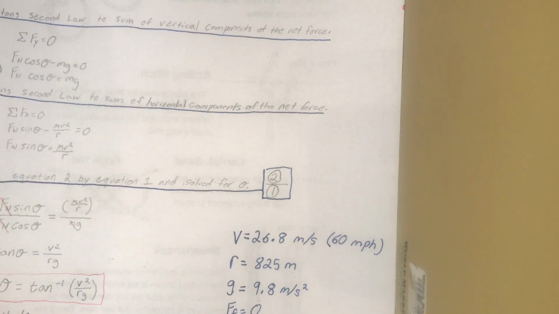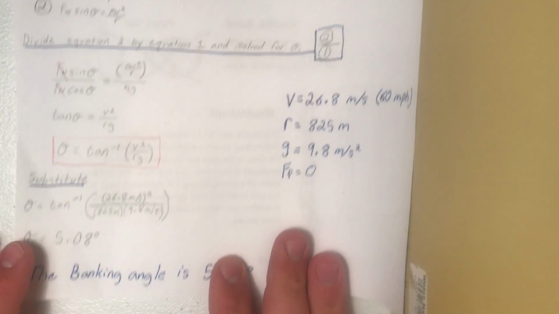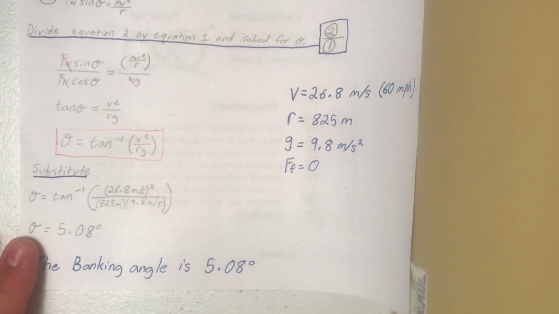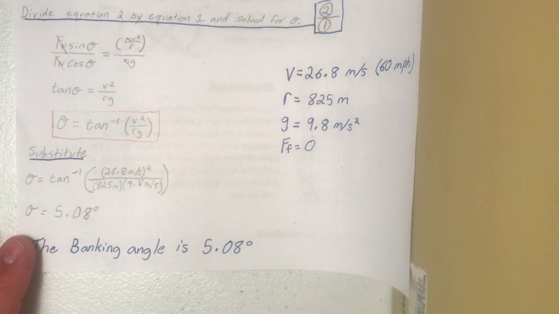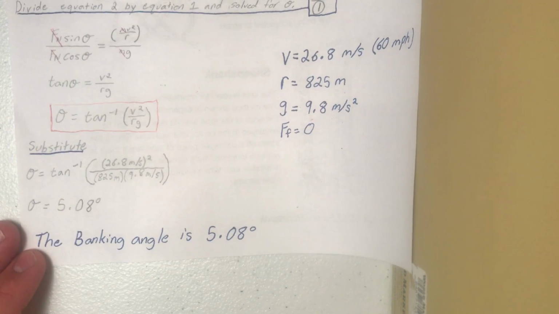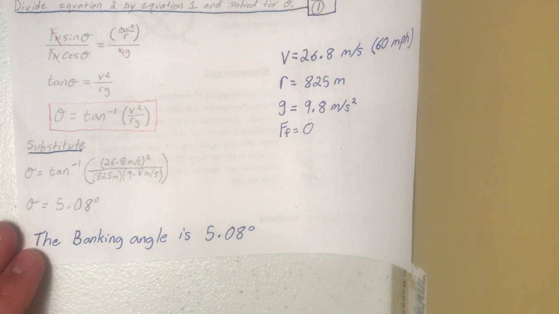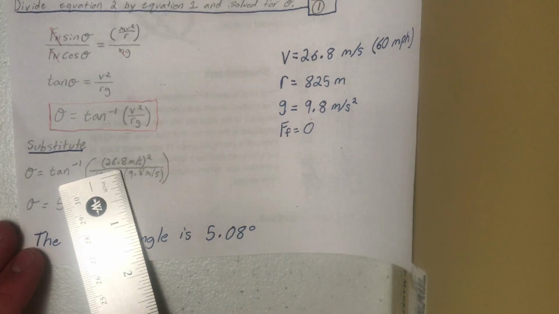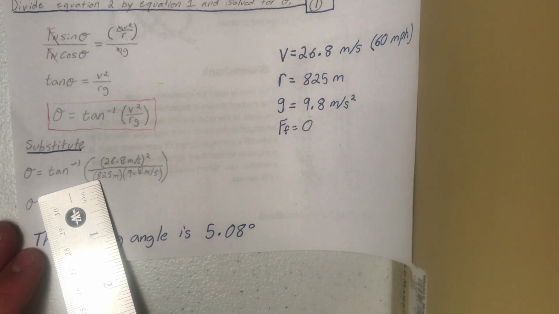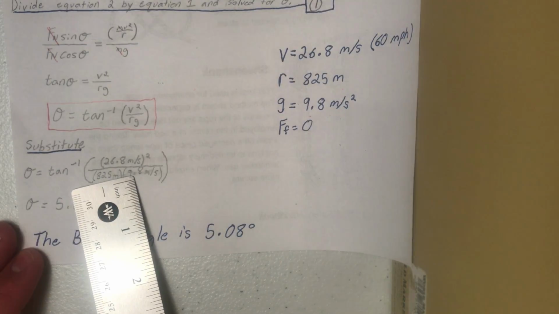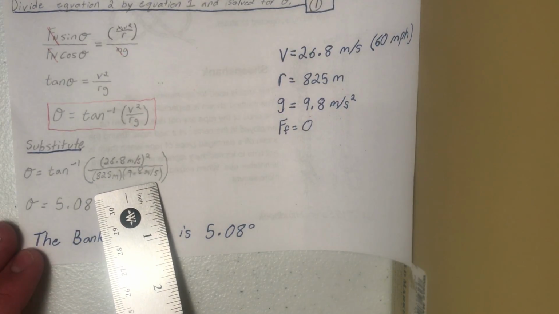And let me move it up a little bit. So then I get theta equals inverse tangent of velocity squared divided by the radius times gravity. Then I substituted my known. So I have inverse tangent of 26.8 meters per second squared divided by 825 meters times 9.8 meters per second squared.